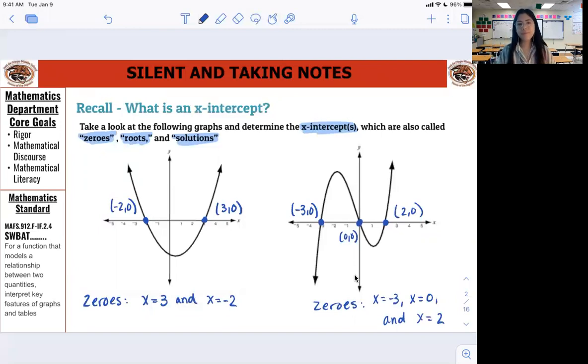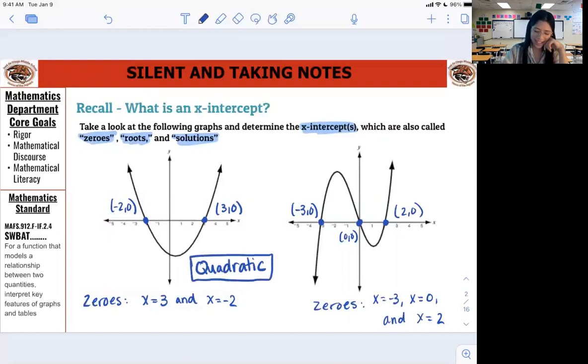Now, which of these graphs is quadratic? One of them is, one of them is not. Graph A. Graph A is quadratic. How can we tell? Oh, because of its shape. Yeah, because of its shape. What do we call that U shape? Parabola. There it is, parabola. So this is called a parabola.